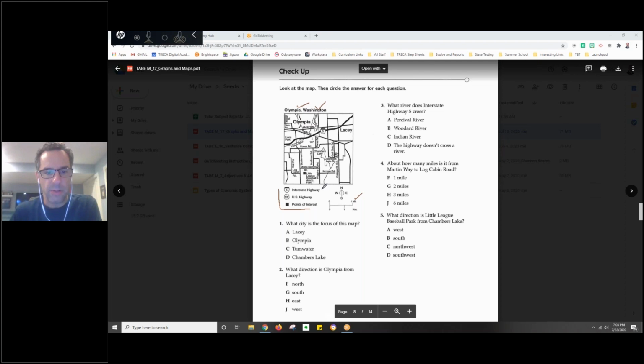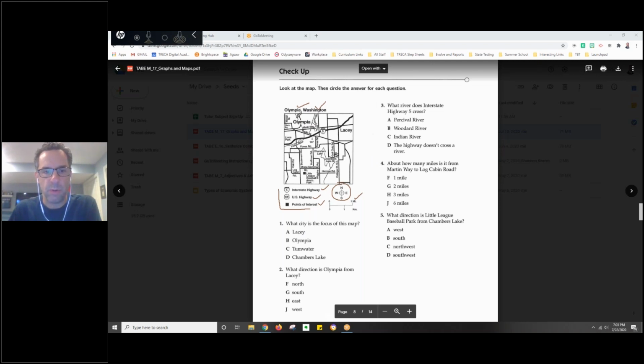So you've got interstate highways, you've got a US highway. A point of interest is a black square. So that's somewhere that the map maker feels is interesting. Here is a compass, north, south, east, west. All right, let's look at the questions.